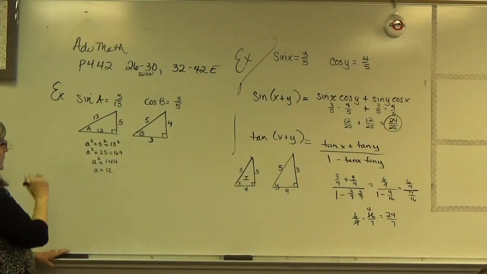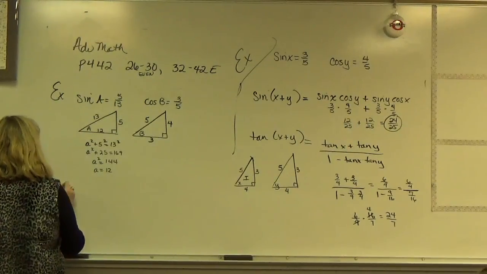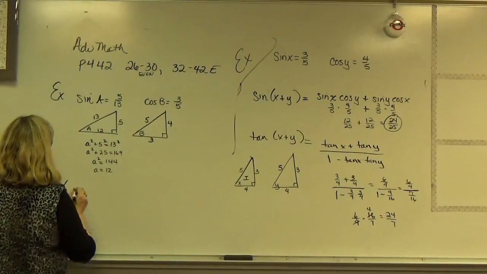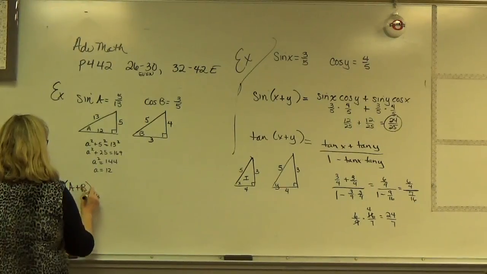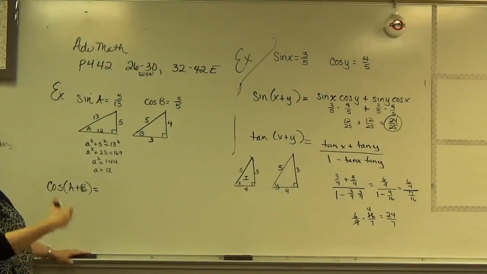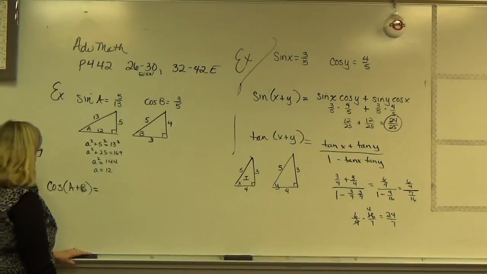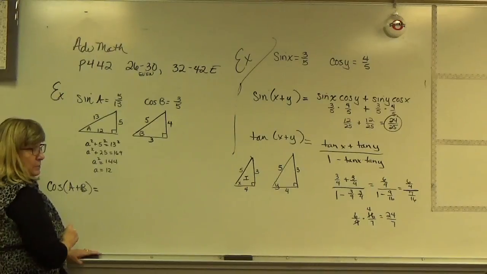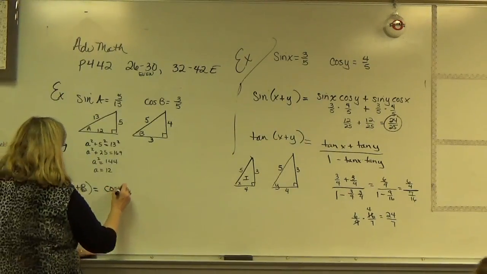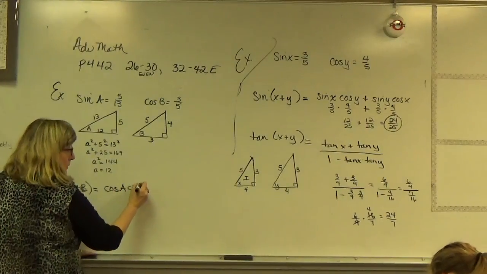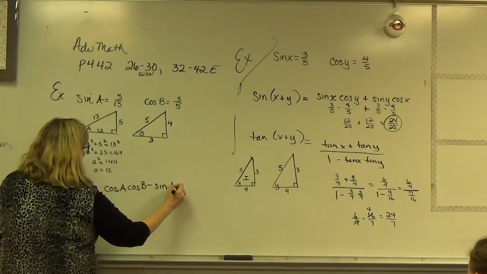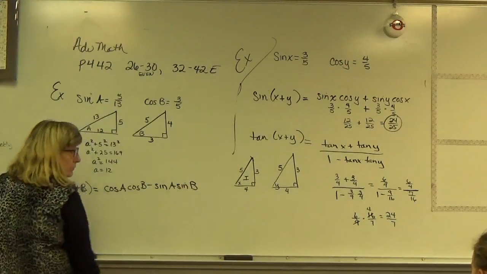Now, let's say after we've done that, I ask you to find the cosine of x plus y. Well, not x plus y, sorry, a plus b. And it doesn't matter whether it's x's and y's, a's and b's, or alphas and betas, it still means the same thing. So what's the formula for cosine of a plus b? Cosine of the first, cosine of the second, minus sine of the first, sine of the second.